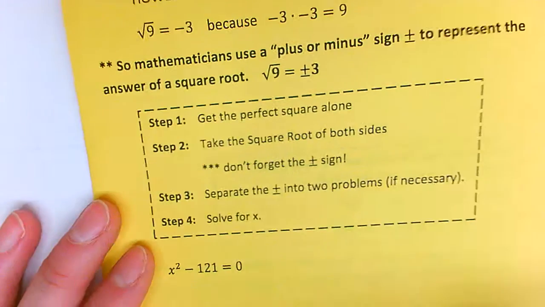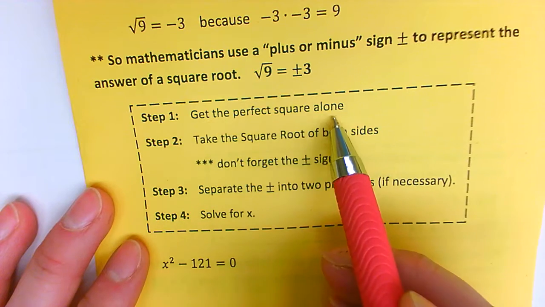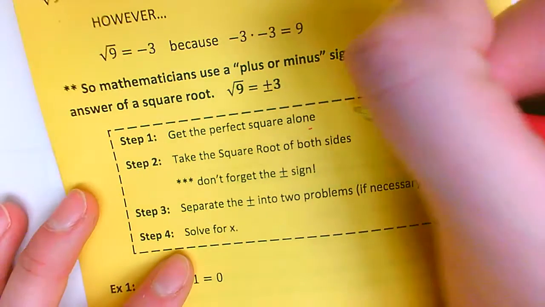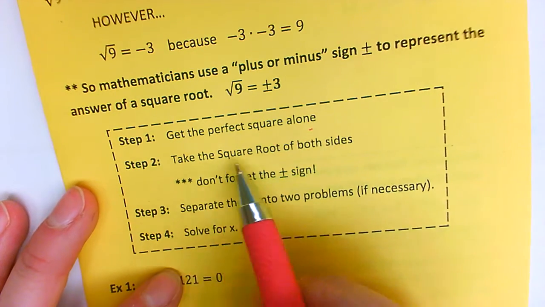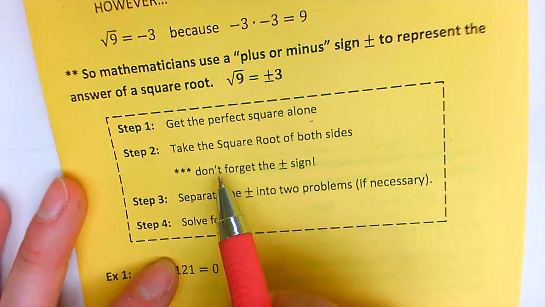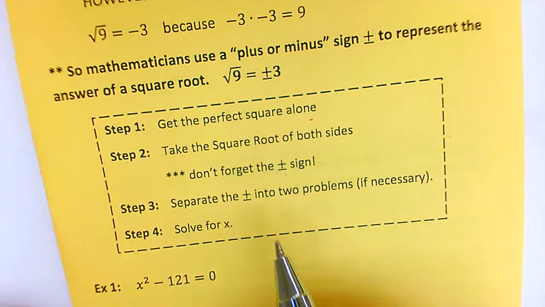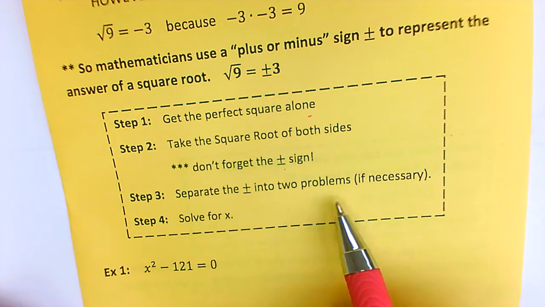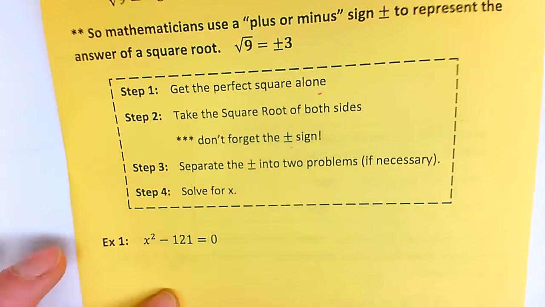But here's what you're going to do. Step number 1, get the perfect square alone, and I'm talking about on one side of the equal sign. Step 2, take the square root of both sides, and then don't forget about the plus or minus sign. Then you can separate the plus or minus sign into two problems if necessary and solve for x.